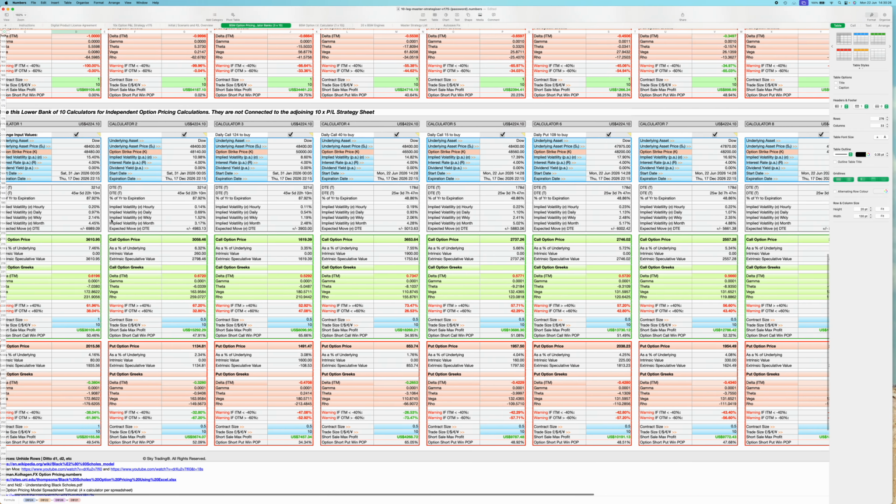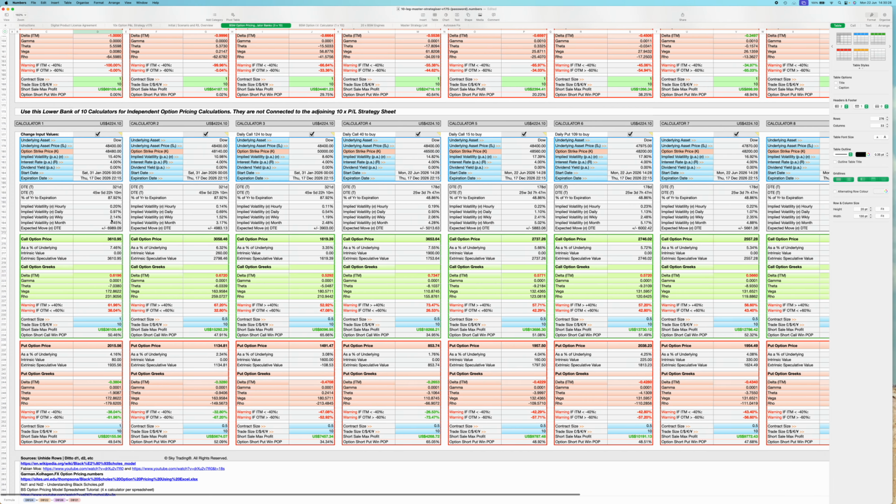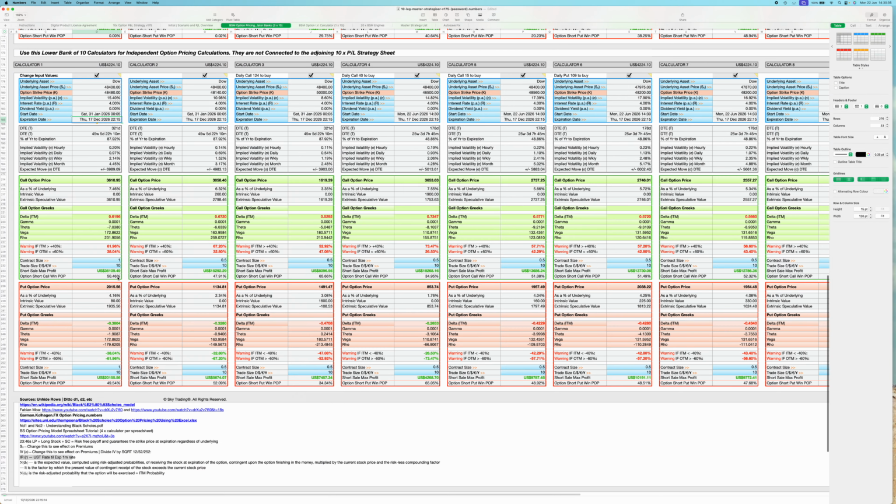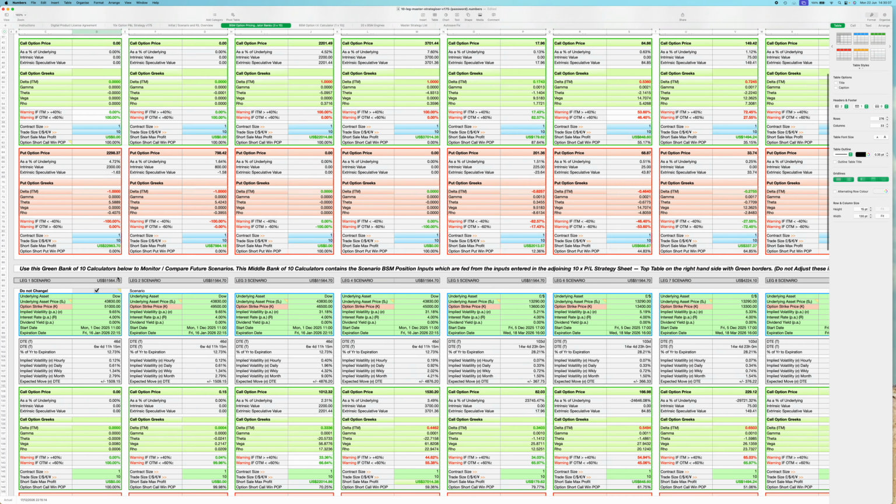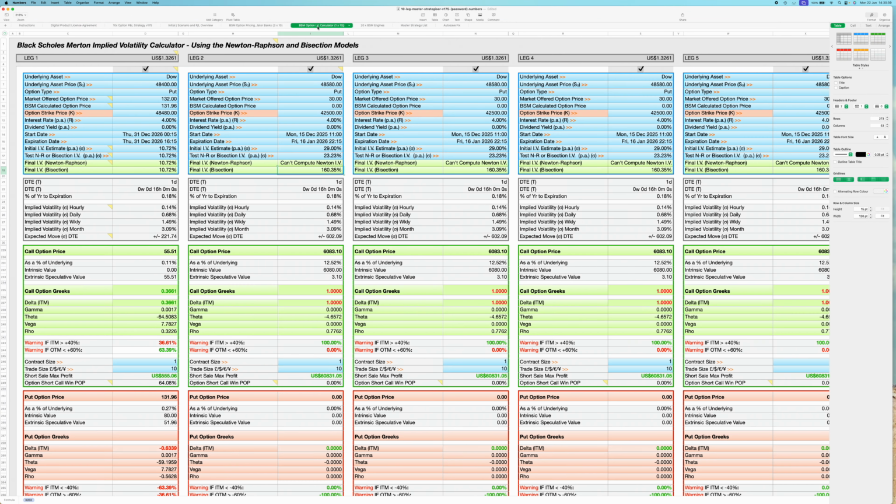And then the last bank, there's 10 here, of course, and these are just for anything you want to enter. So you can just change the name there, enter all the typical BSM inputs, and that is that tab. Then the next one, we've got implied volatility calculator, and again there are basically these comments to tell you what to do.